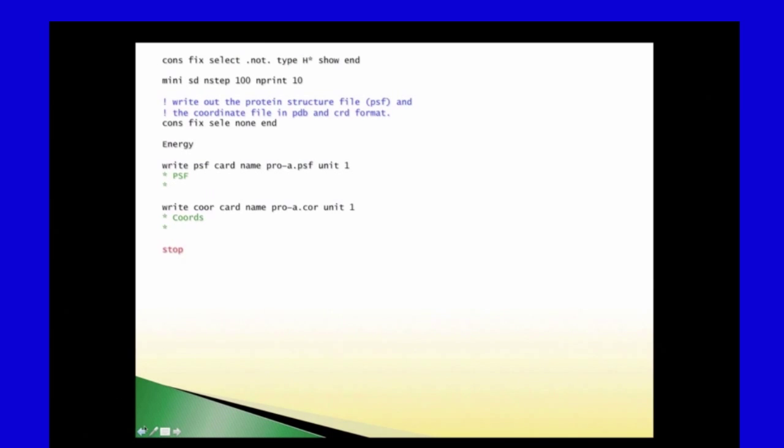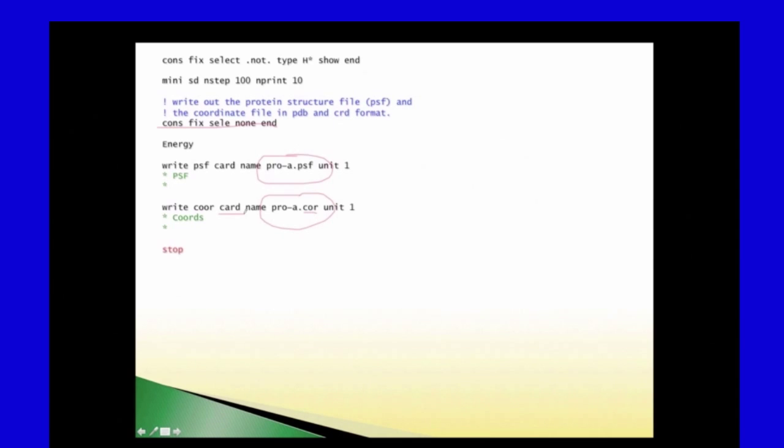However, we don't necessarily rely on that. We build them in, and then we fix. What this command is doing is fixing all the heavy atoms, and then we run a very short minimization to allow the hydrogen positions to relax, to optimize. Then we remove this constraint, and we just do an energy calculation, and we save a final PSF and a final set of coordinates. Okay, so the COR or CRD format is a card format, and that is unique to CHARMM.